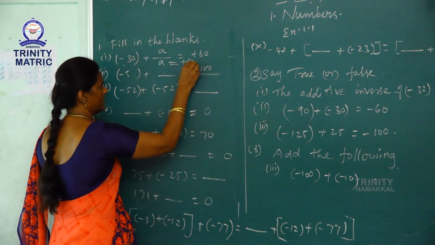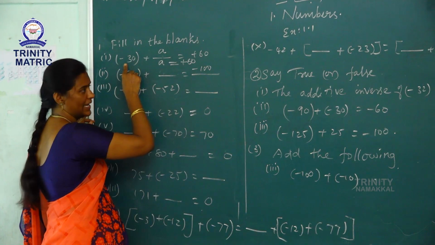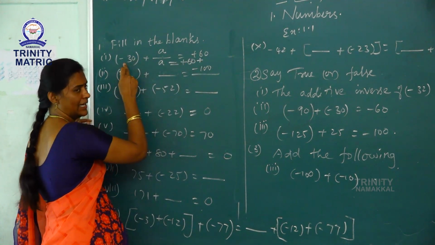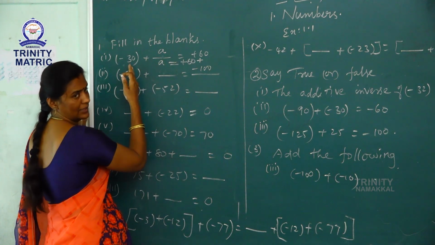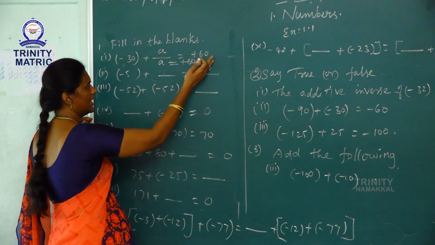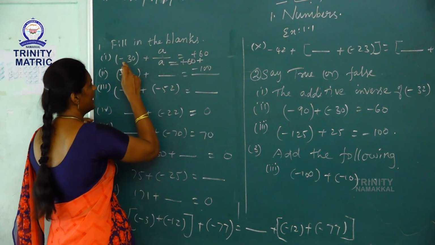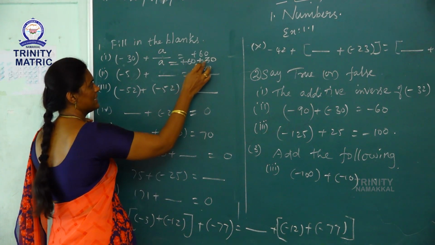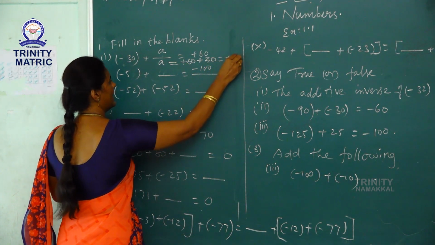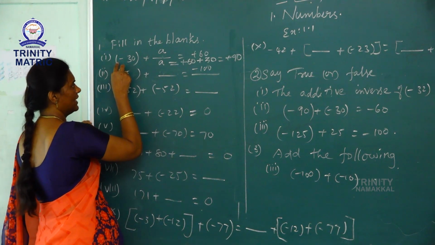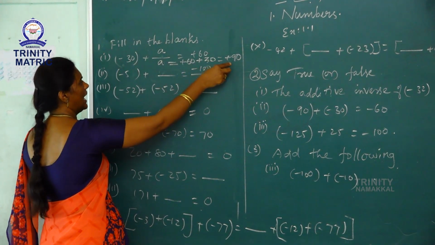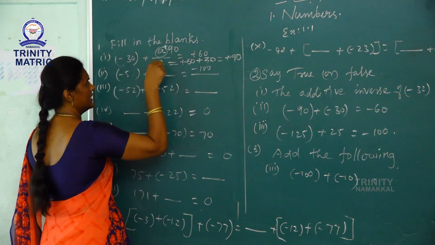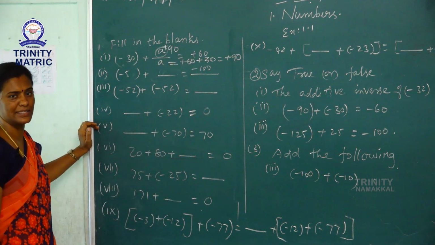Yes, plus 60. This minus 30 comes to this side, it becomes plus 30. If it is on the left side of the number as minus 30, it comes to the right side, we take the additive inverse, that is minus 30 becomes plus 30. See here, plus 60 plus 30, the answer is plus 90. So here we add minus 30 and plus 90. Here the value of A is plus 90. We get the answer plus 60.